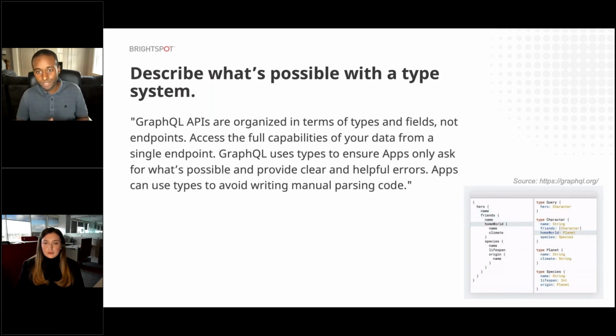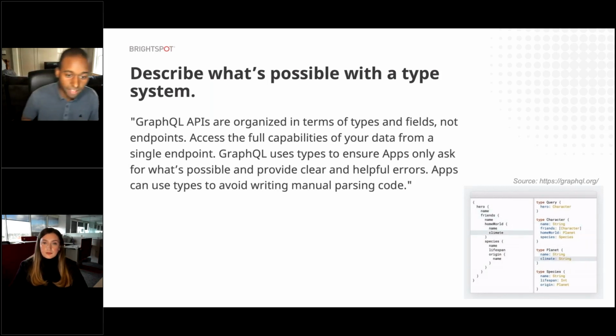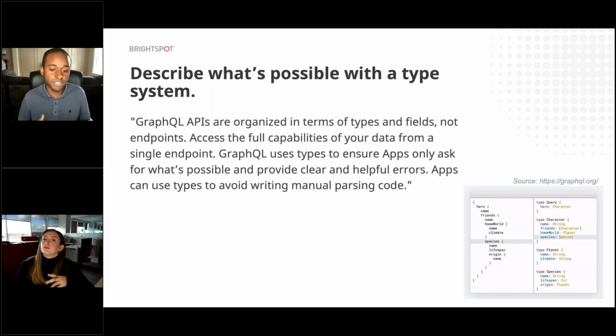Describe what's possible with a type system. This is one of the most important aspects of GraphQL in terms of why it was such a good fit for Brightspot. They both have a self-describing type system, so clients can easily discover what data types and fields are accessible from the API. In Brightspot, if a new field is added to a content type, the editorial user interface for that type also updates so that the new field can be published by an editor.